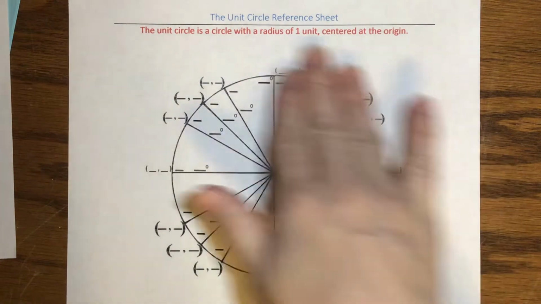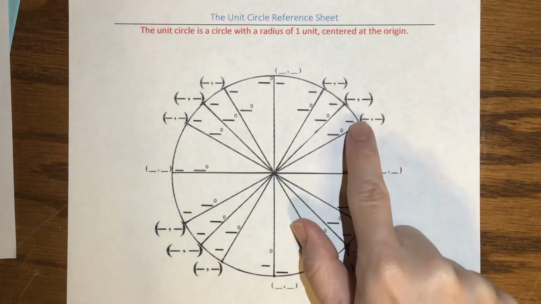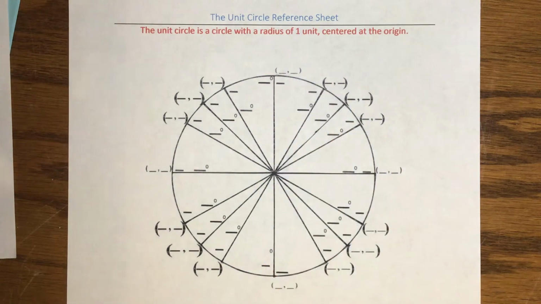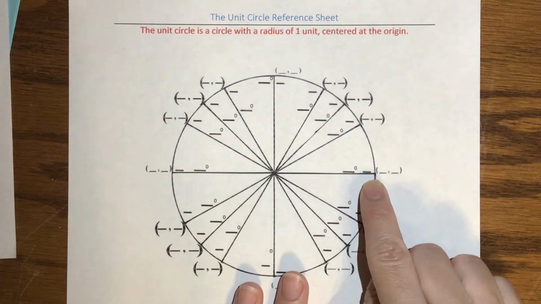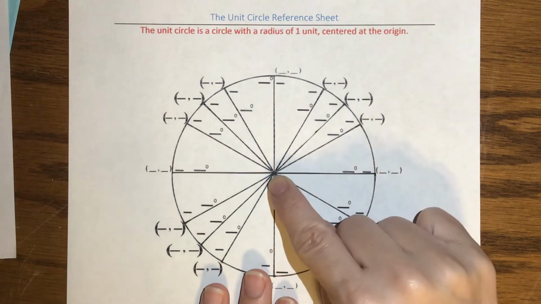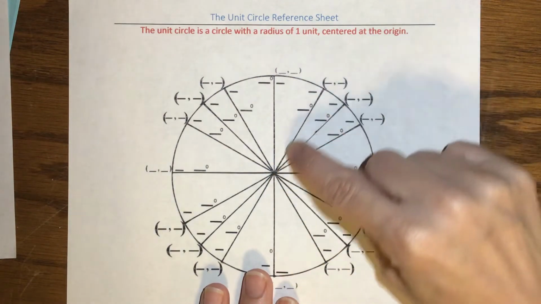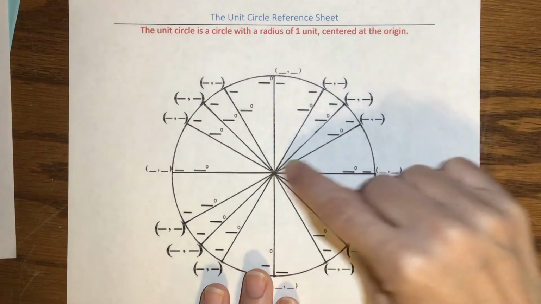So let's talk about our unit circle first of all. We're going to be talking about these angles here. And when I'm talking about an angle, what I'm talking about is an angle in standard form. So initial side on the x-axis, vertex at the origin, and then the terminal side here. So this angle here would be 60 degrees.